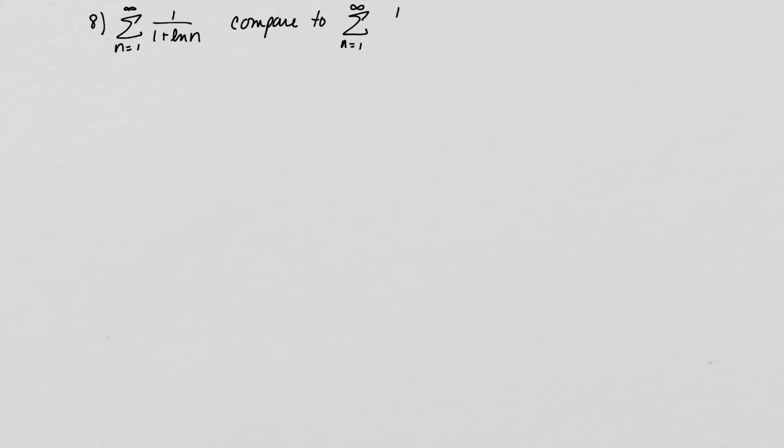The highest piece on the top is a 1. The biggest thing on the bottom is that natural log of n. And remember, we said how natural log of n is smaller than n. So we'll make the bottom 1 over n. So this is a p-series. P is equal to 1, so it diverges.